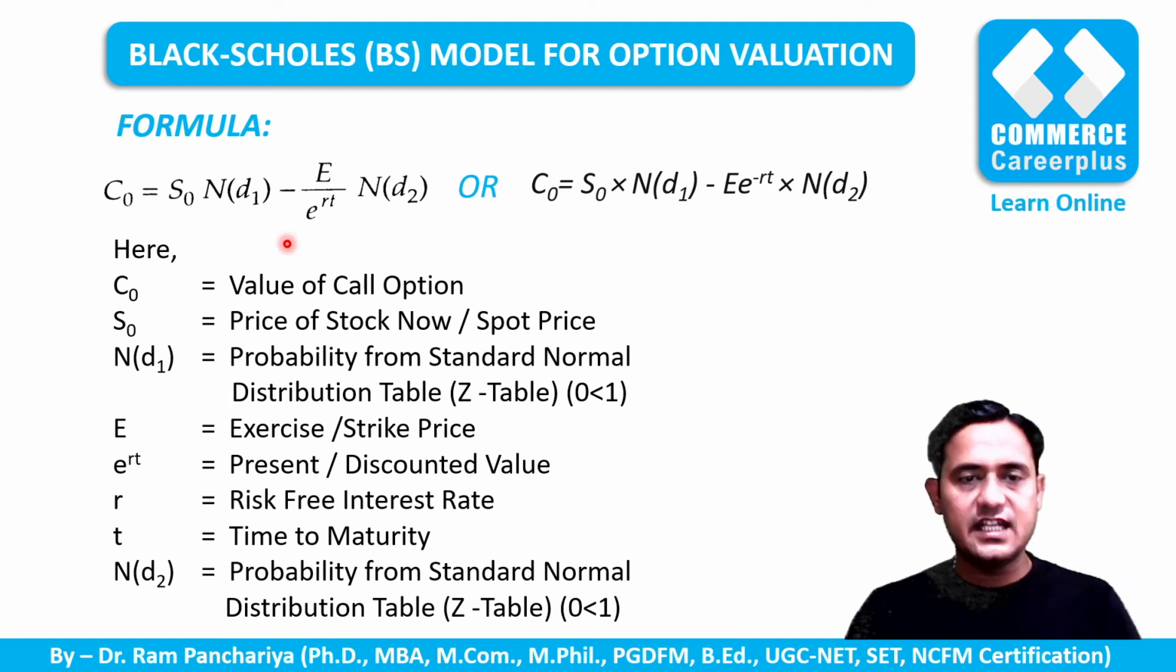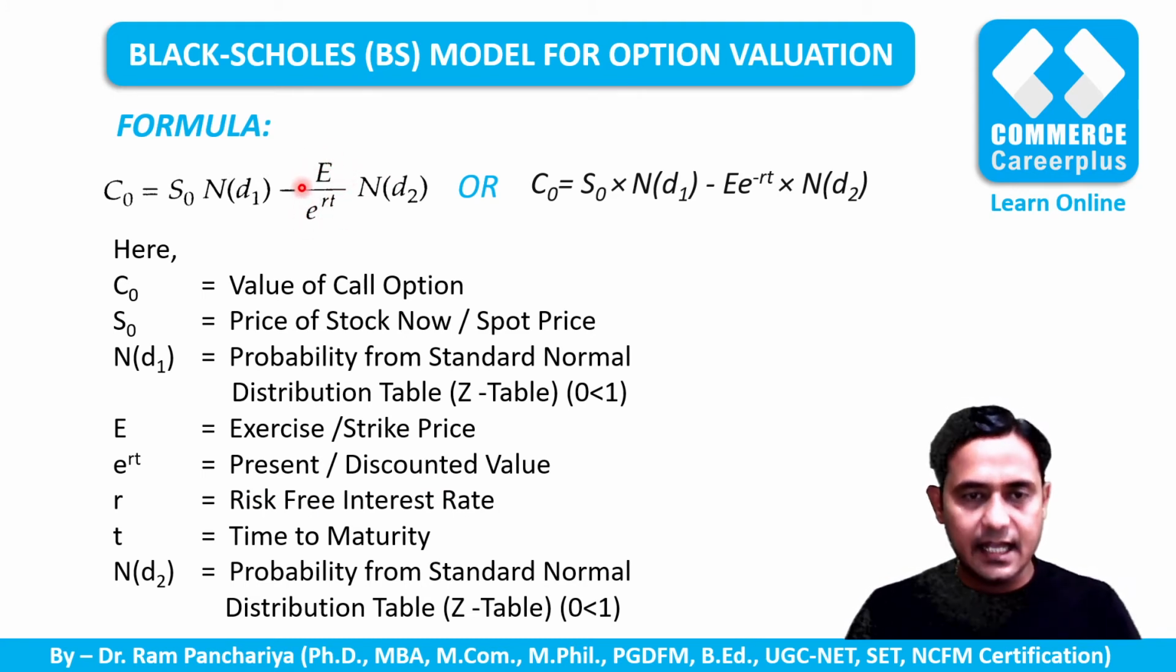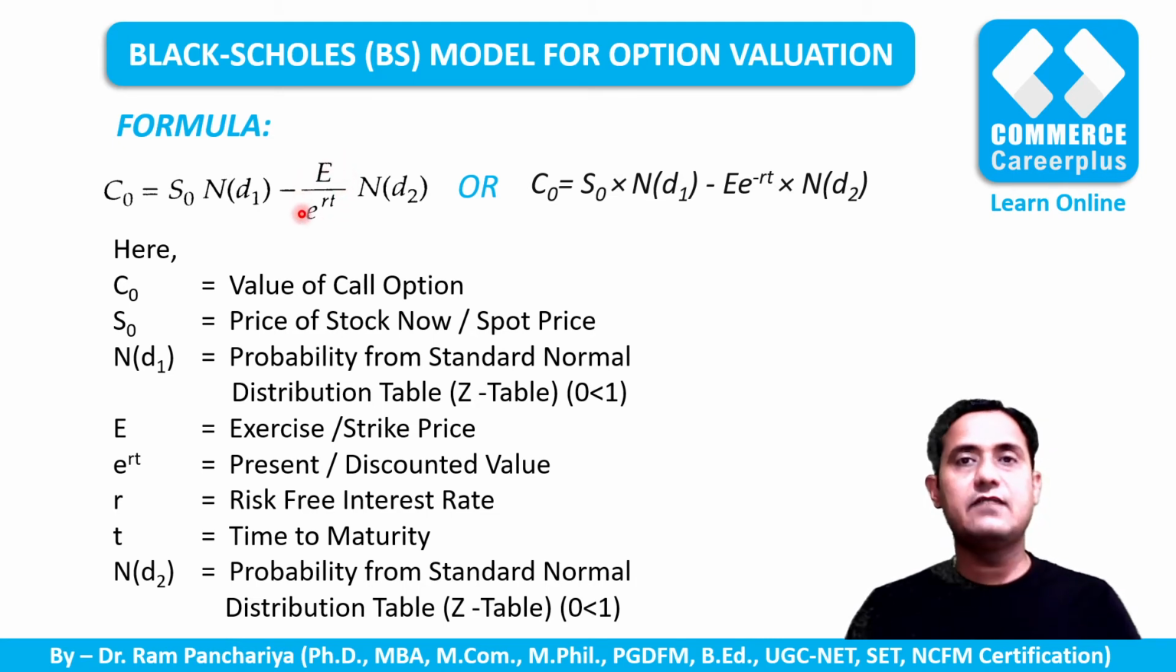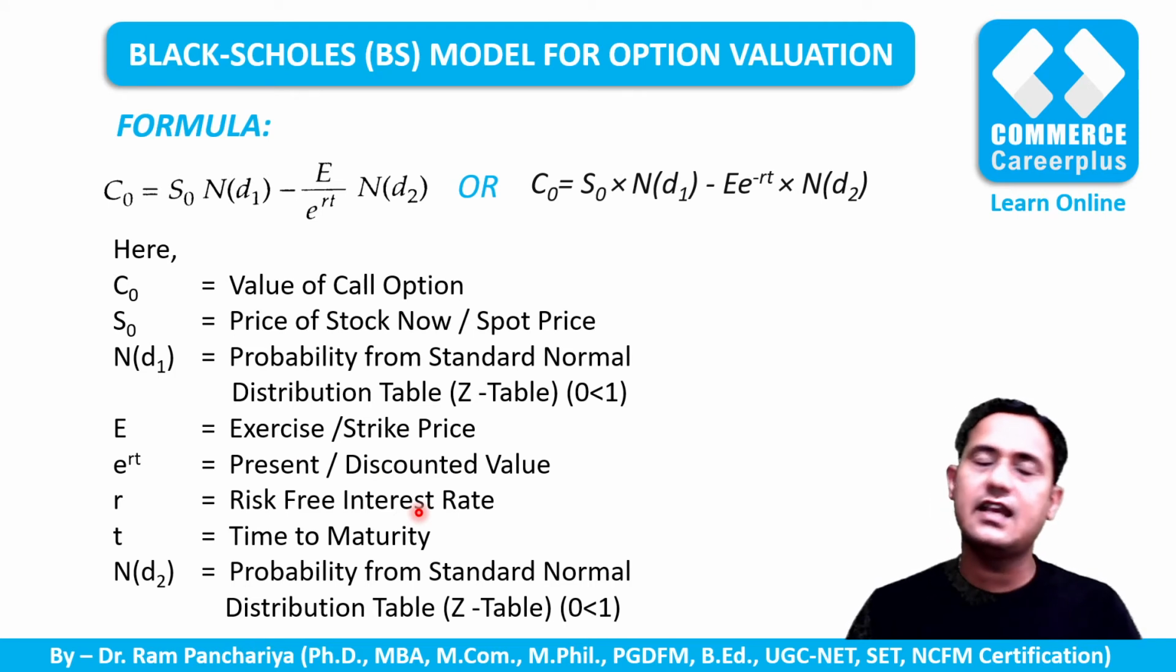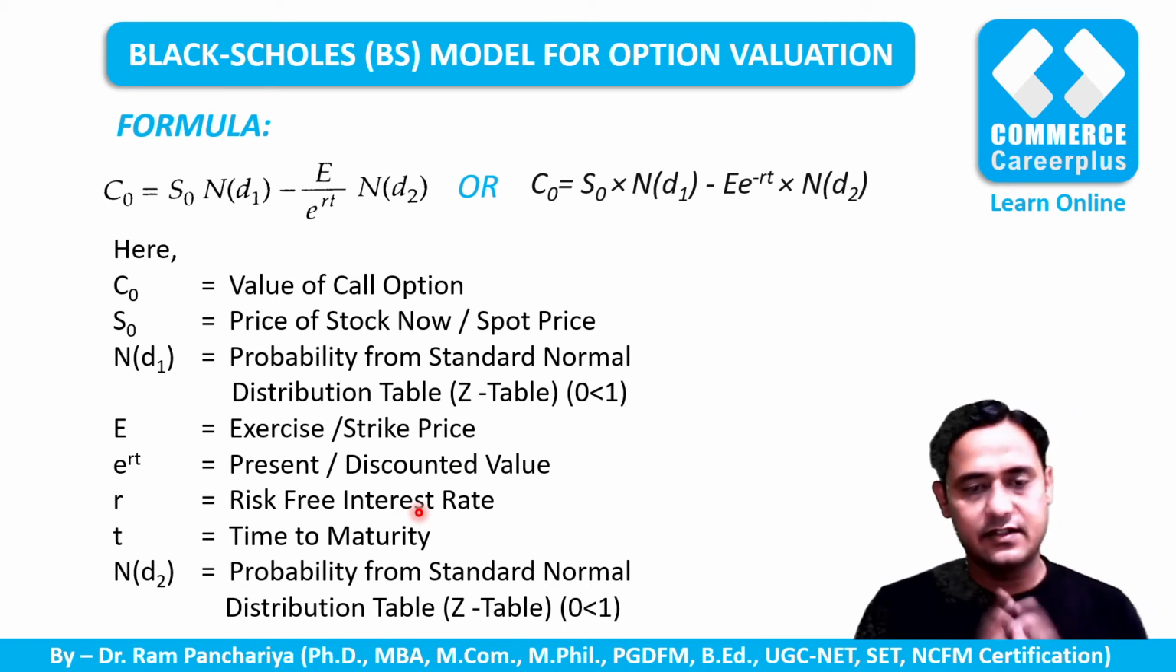So this portion, E divided by E to the power RT, is the present value or discounted value of the exercise price. Here we are calculating the present value or discounted value of the exercise price. E to the power RT is the discounting factor, and R is the risk free rate of interest.